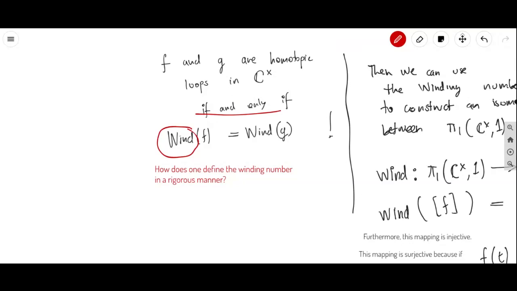So that's what we're going to do. We're going to discuss how you can define the winding number rigorously, and then we can show what those properties are. We can justify those properties. So let's remove this. And what I'm going to do is I'm actually going to use, so this is based on a book by Lars Ahlfors.